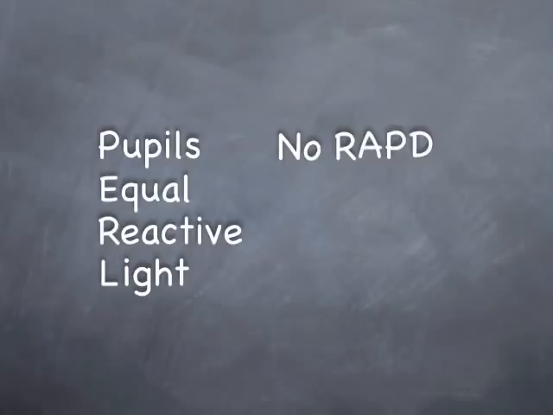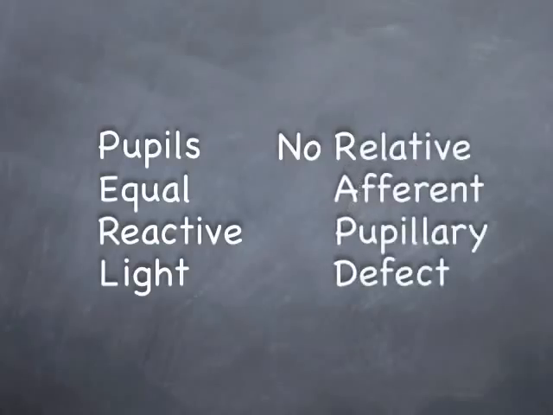Hi, a normal pupil examination can be documented as being PEARL and no RAPD. This shorthand states that the pupils are equal and reactive to light and that there is no relative afferent pupil defect. So how do I actually test these properly?